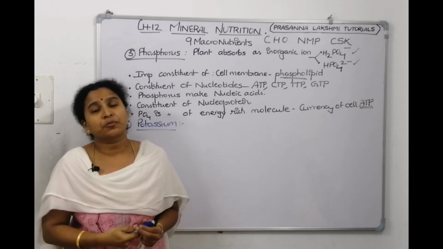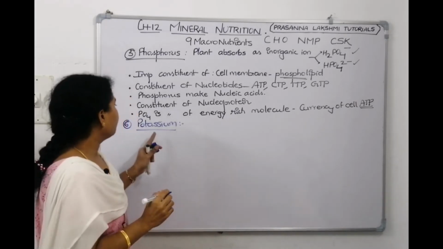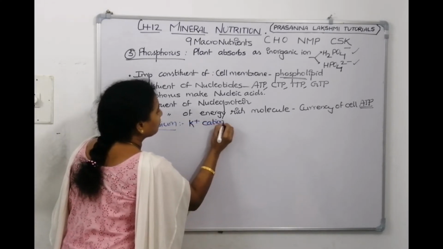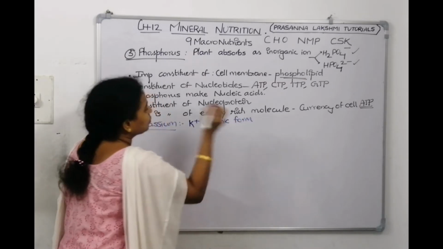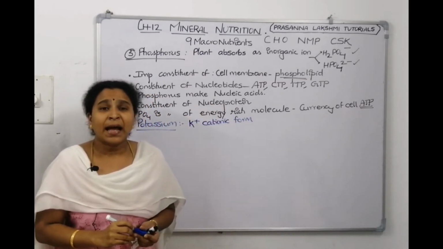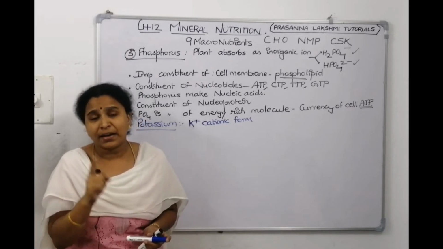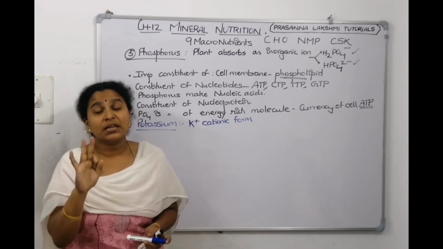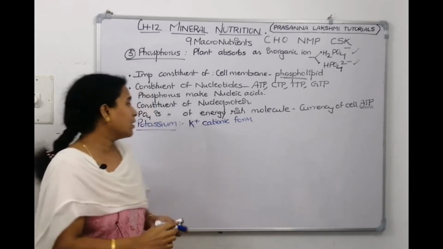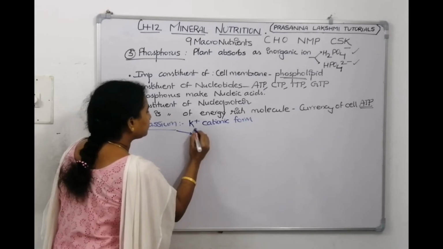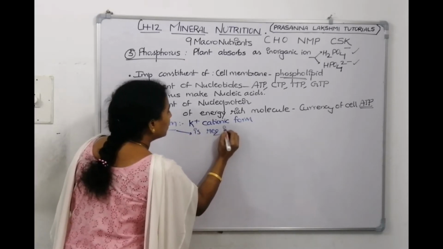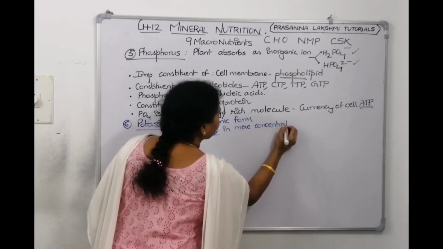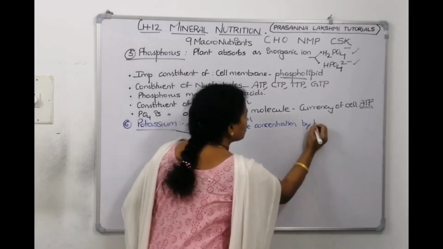And the plant absorbs potassium as K plus cation. So the plant absorbs potassium in cationic form, and this also is required by the plant in abundant quantities, NPK. All these three elements are required by the plant in more concentrations. Potassium is required in more concentrations by the plant.